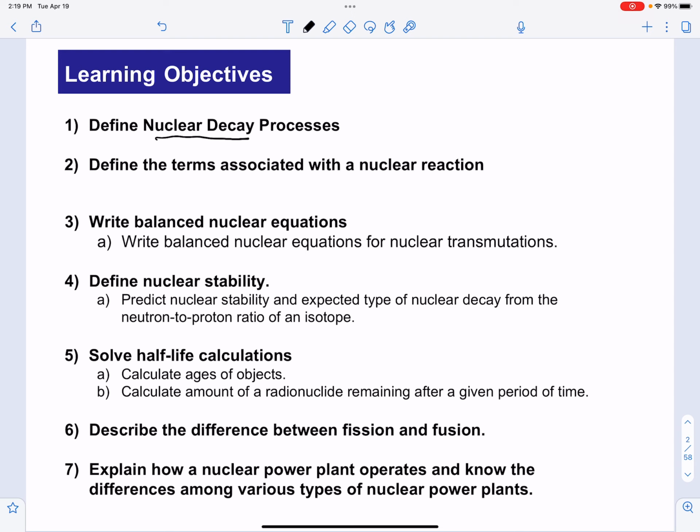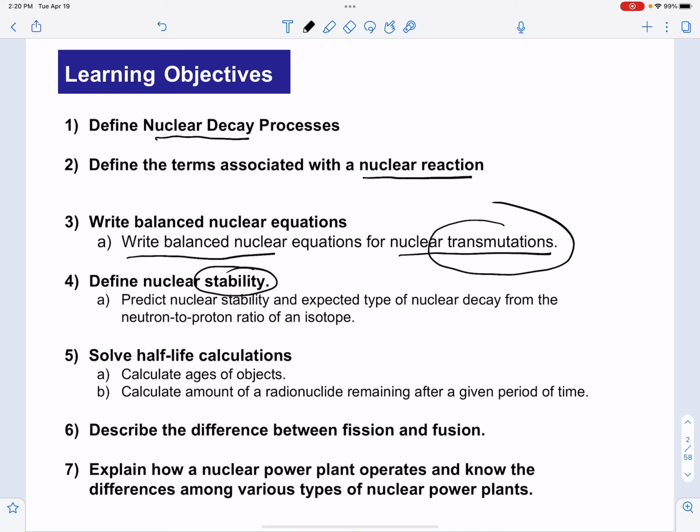We are going to learn different terms that we need to use to be able to talk about nuclear reactions. And since we're gonna be doing reactions, but this time nuclear, we're gonna learn how to write balanced nuclear equations to show what's going on, the transformations or transmutations. And all these nuclear reactions happen because we're gonna see that some of these nuclei are unstable, and they're gonna have to reach stability somehow.